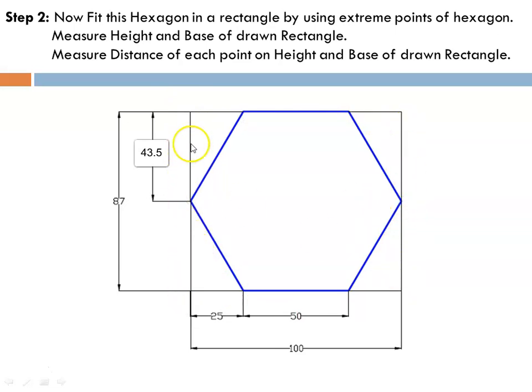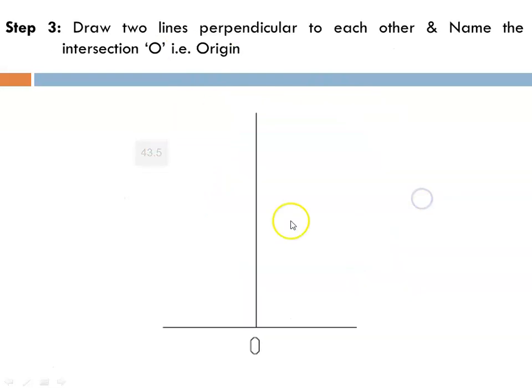After completion of the hexagon, now fit it into a rectangle by passing lines through the extreme corners. You can see here the vertical lines pass through these extreme corners and the horizontal lines pass through the sides of the hexagon. So you will get one rectangle over here. Now get the distance of each point, so here this point, then this point and this point. So you will get a distance for each point in the rectangle.